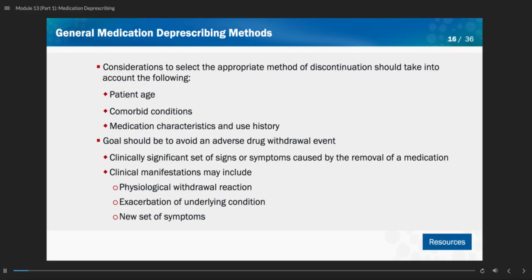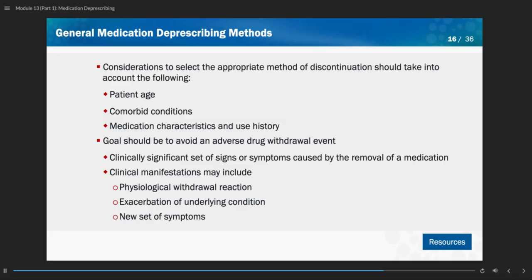As you are deciding on a deprescribing method, some factors that are important to consider are patient age, comorbid conditions, the medication characteristics, and even patient medication adherence patterns. We need to consider these in order to avoid patient harm with an adverse drug withdrawal event. It's important to know the signs to watch for that could be clinically significant and might be caused by the removal of a medication, such as flu-like symptoms, insomnia, nausea, imbalance, and sensory disturbances that can happen when antidepressants are abruptly discontinued, leading to antidepressant discontinuation syndrome.